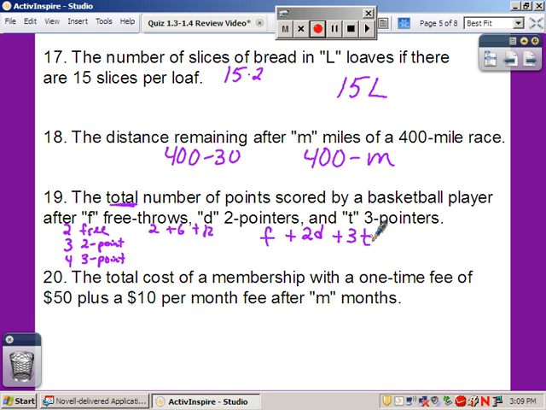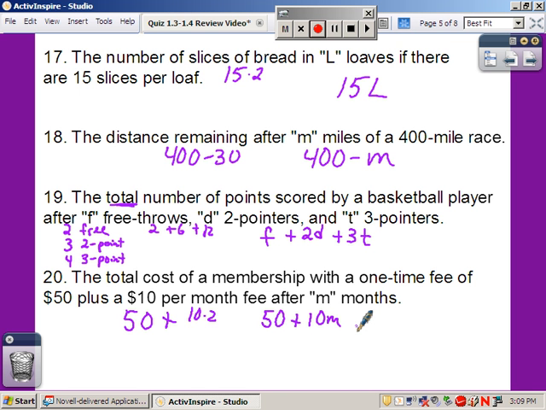So what I really did was I took $50, and then I added 20, but I got the 20 by saying 10 times 2. But I don't know it's 2. I want to write it for any number of months. So really this is 50 plus 10 times M. You can think of that situation, it's called a linear relationship. It applies to a lot of different things.